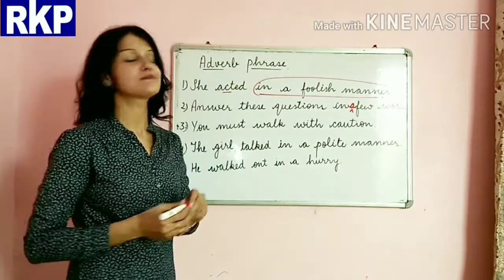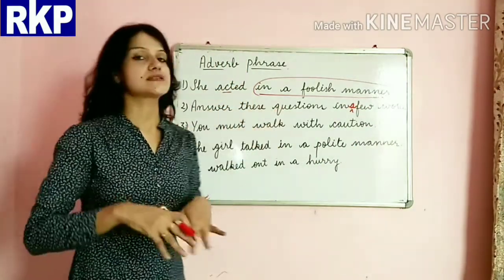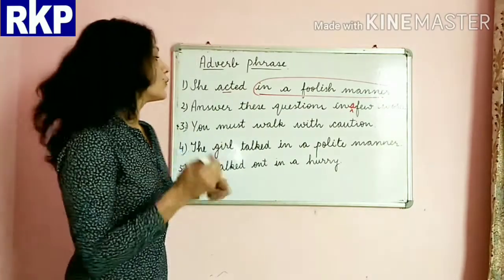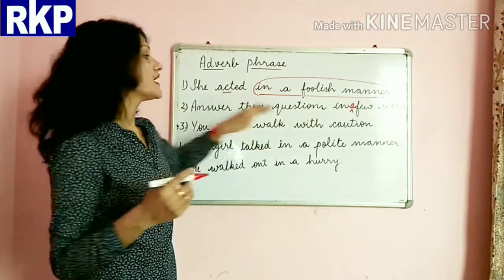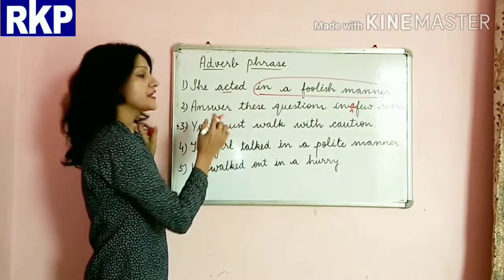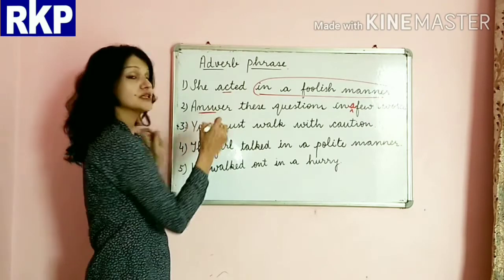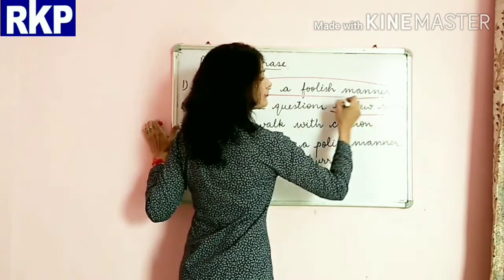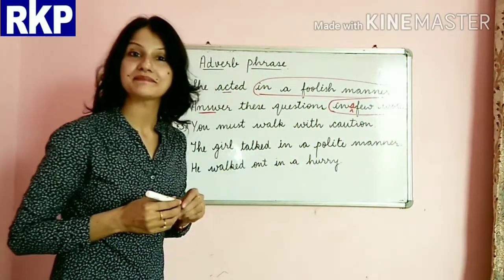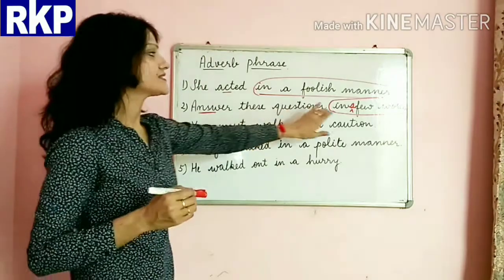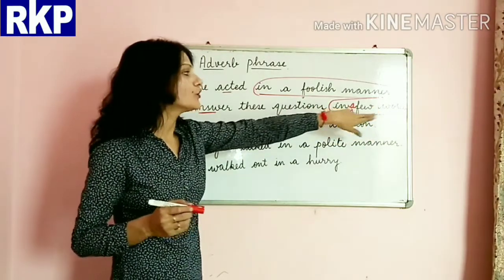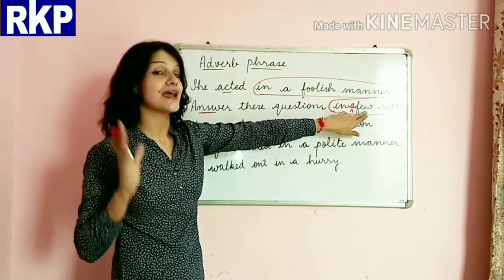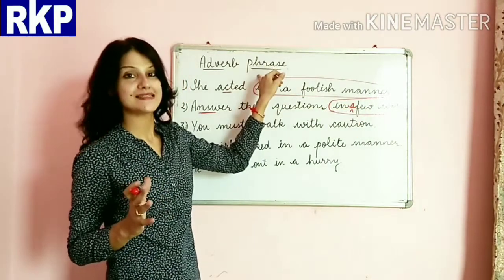Next is, answer these questions in a few words. Now how are we supposed to answer those questions? Which set of words is giving us more information about the action? Answer. That is, in a few words. So the group of words that is acting as an adverb phrase in the sentence is in a few words.